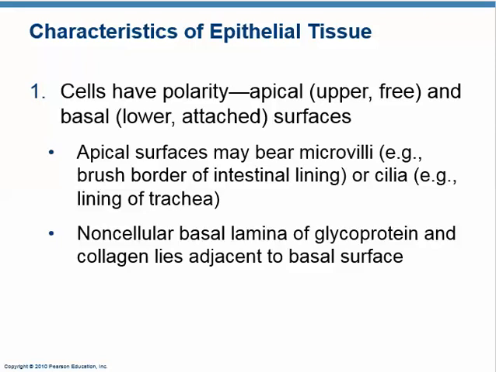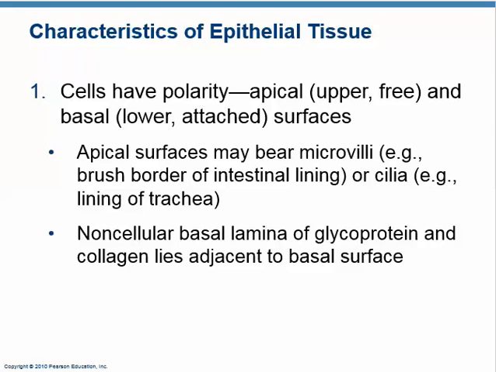So the first thing on the list is that all the cells in an epithelium have got the side that faces one environment and the side that faces the other environment. And both sides of those cells are different. So we say that the cells have polarity. They have an apical surface and a basal surface. The apical surface tends to be free. It is in the cavity or outside. The basal surface tends to be attached to the tissues that it's surrounding.